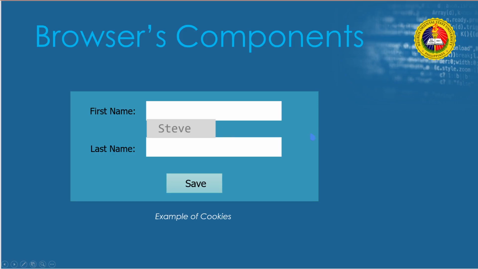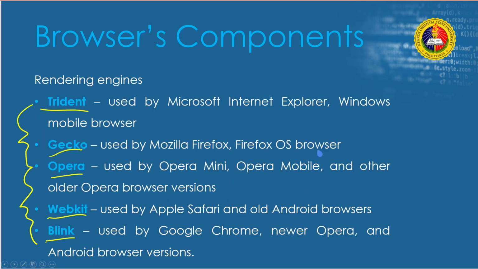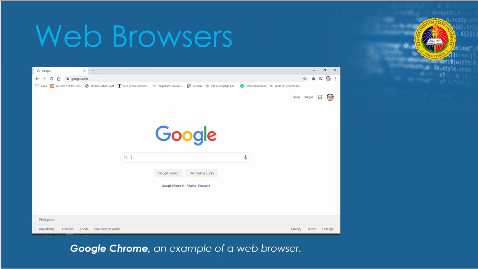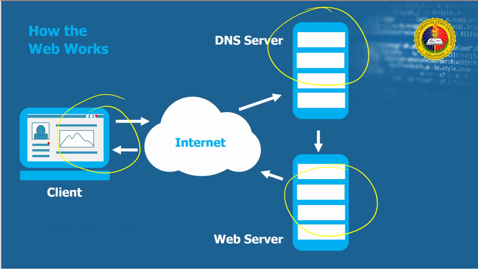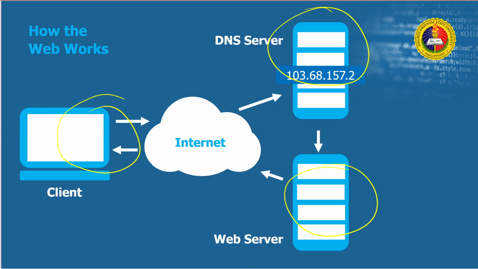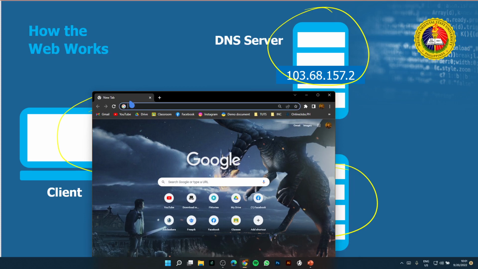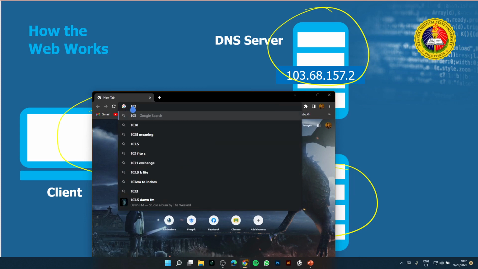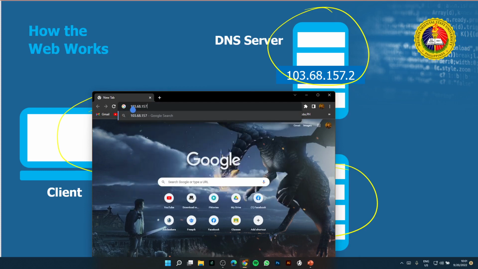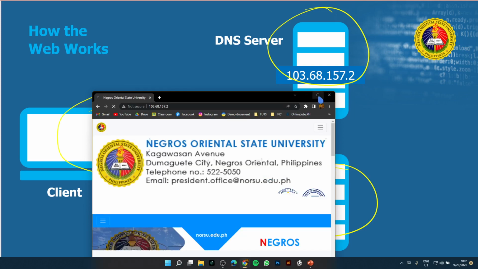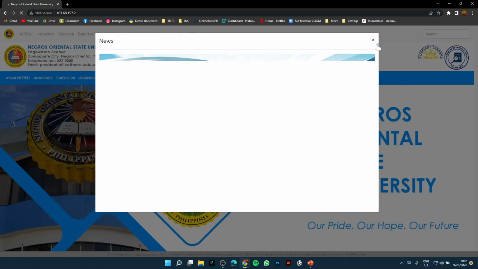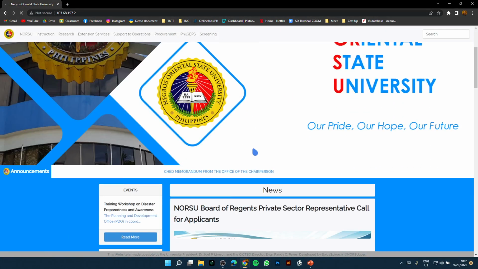Let's try to confirm that theory: with a phone book and cell phones, we can dial the number directly without going through the phone book. What if this time we use the IP address directly? Let's try that. IP address of NORSU. Okay, let's try to locate that. 103.68.157.2. Okay, let's try. Here. Okay. So it's confirmed that we can enter the IP address directly, and we'll be able to visit the website.